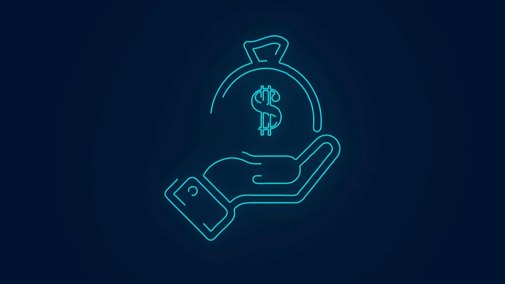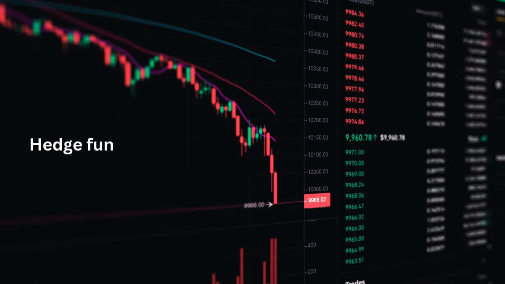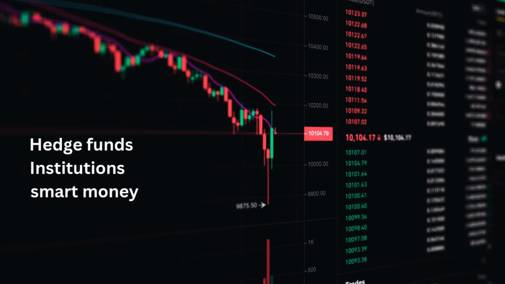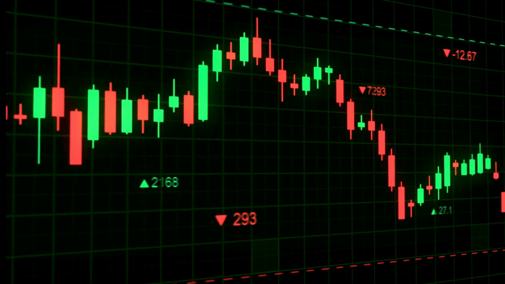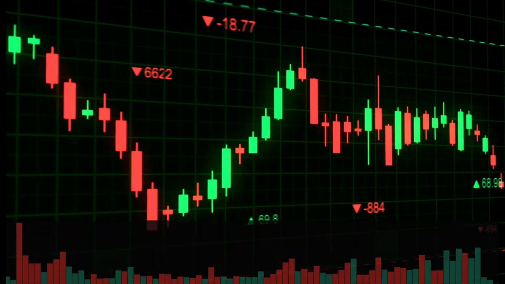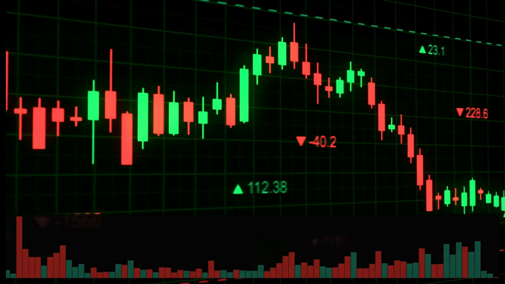Imagine you could see exactly where the big players in the market, hedge funds, institutions, smart money, are placing their trades. Imagine if you could understand the market, not just by looking at price, but by seeing the volume behind every move. Would that change the way you trade?